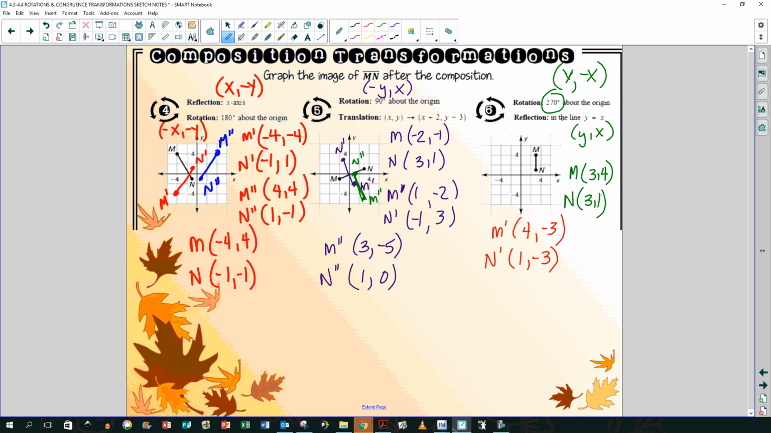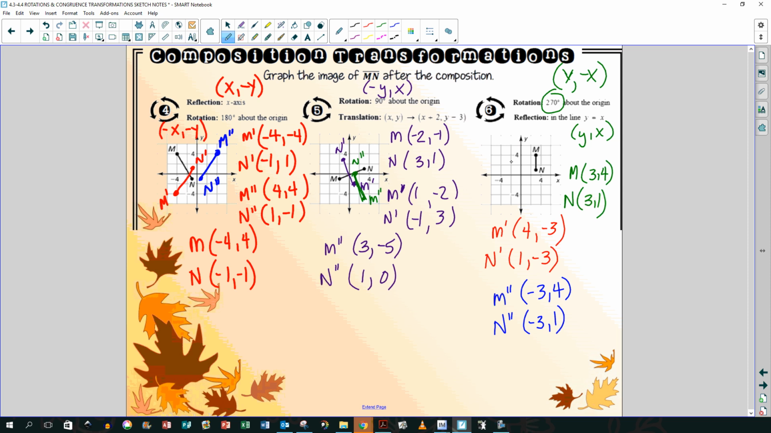All right, and then they want me to reflect over the parent. So now if I reflect over the parent function, y equals x, m double prime, n double prime, and they just trade places. So this becomes -3, 4, no fancy sign change or anything like that. And that becomes -3, 1.